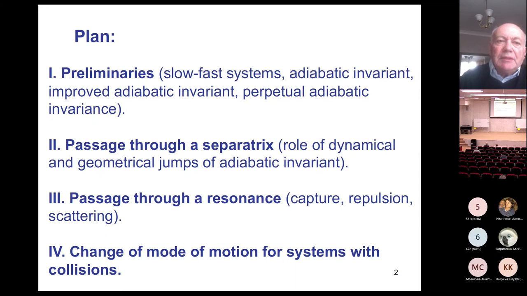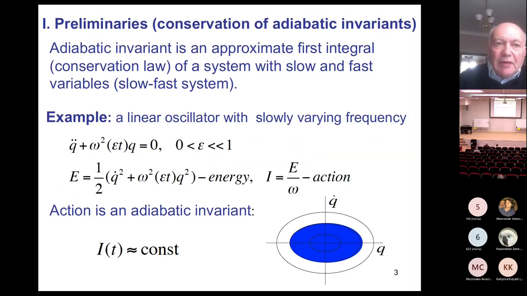And this is my plan. I'm going to start with preliminaries. They will be mainly about conservation of adiabatic invariants, and then discuss three mechanisms of destruction of adiabatic invariants: passage through separatrix, passage through resonance, and the change of mode of motion of systems with collisions. So I will start with the preliminaries. What is the adiabatic invariant? It's an approximate first integral or conservation law of a system with slowly varying parameters or with slow and fast motion.